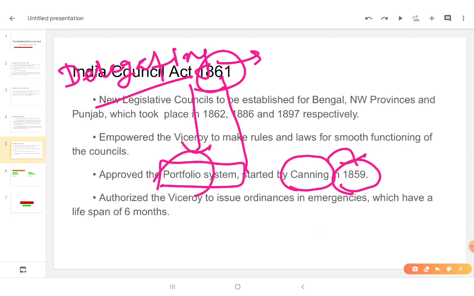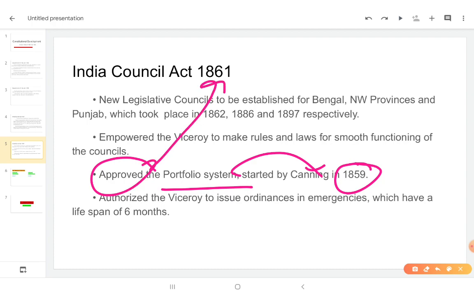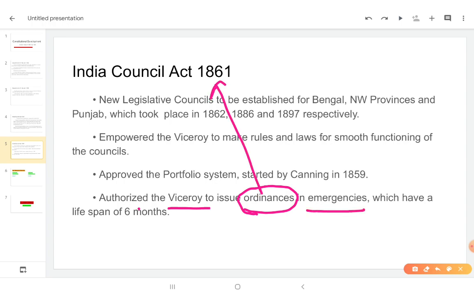So who started this portfolio system? Lord Canning. When it was started, 1859, and when it was approved, 1861. Portfolio system started by Canning in the year 1859, approved by 1861 Act. Now, the same act also authorized the Viceroy to issue ordinances. This is also an important provision to remember. Ordinance issuing power of the Viceroy. It was started in the same year, 1861, in emergencies, which have a span of 6 months, which is same for today's time as well.